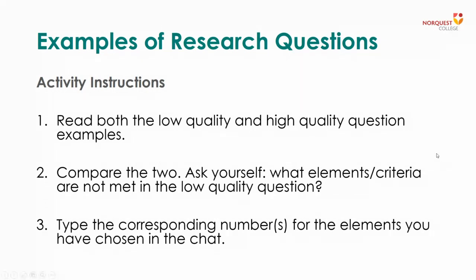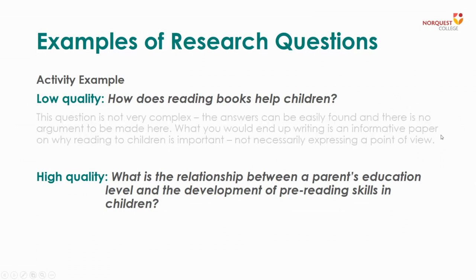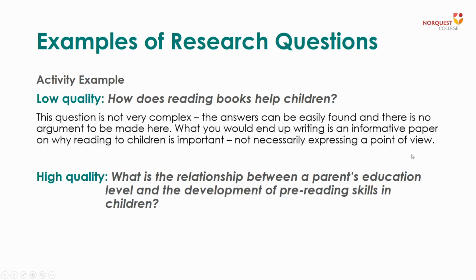So I'll give you an example first. So here is our example. Our low quality research question is, how does reading books help children? And our high quality research question is, what is the relationship between a parent's education level and the development of pre-reading skills in children, which, if you remember from before, was the research question we came up with. So if I was thinking about how to change this low quality question into a higher quality question, I need to figure out what specifically is it missing?